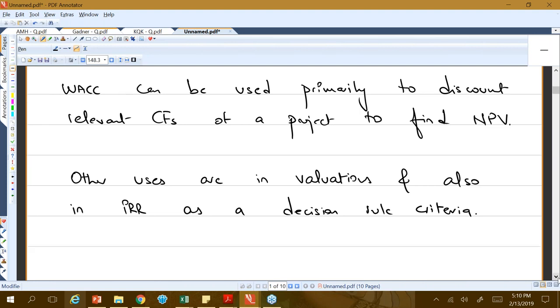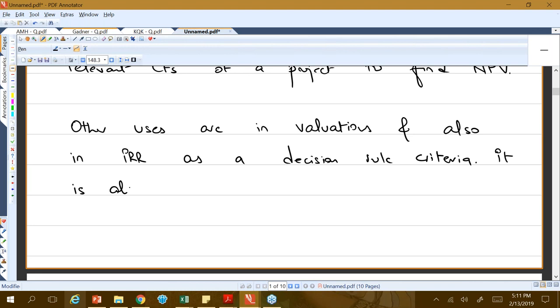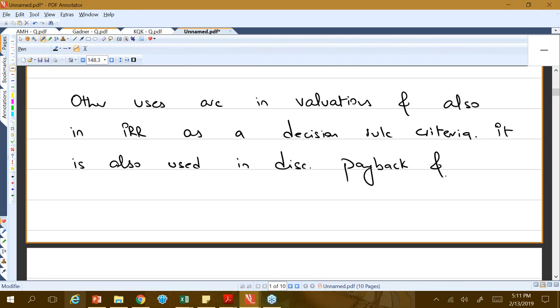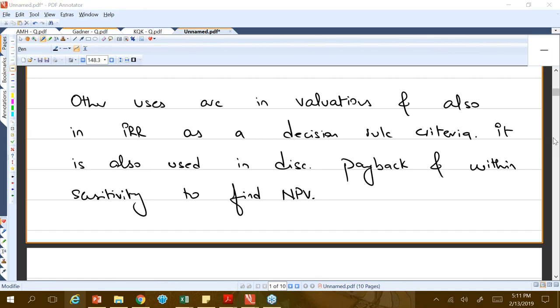It is also used in discounted payback, and within sensitivity analysis to find NPV, which we already know is being used to find the NPV. So we use WACC in quite many places. Any questions on valuations? We will cover that in the last session. But remember, today's focus is only on business finance. So here are a few uses of the WACC.